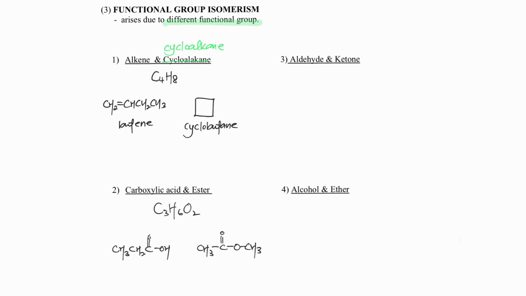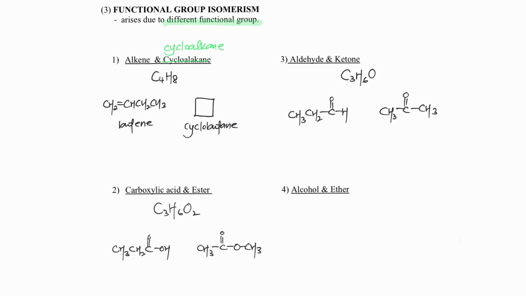So let's go for a third pair. So the third pair to go, we have aldehyde and ketone. So let's make a simple example for them. So let's say we have an aldehyde with 3 carbons. So we will have C3H6O as the molecular formula. So we can come up with a structure with the same molecular formula for ketone. So this is an aldehyde and this is a ketone. So they are different functional groups with the same molecular formula. So let's go for the last pair.